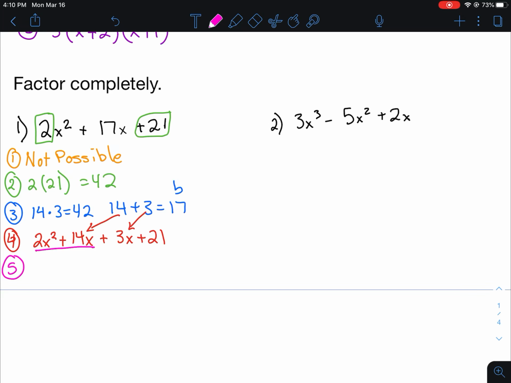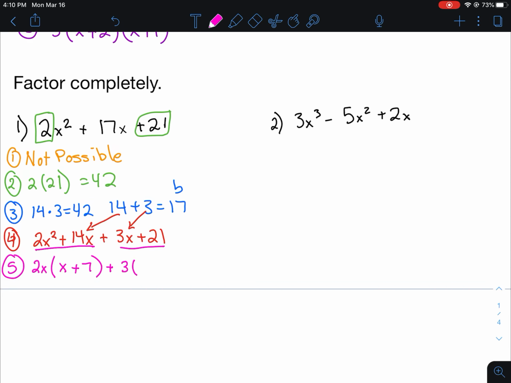2x squared plus 14x, there is a 2 and an x in common in both of those terms. So when I divide, 2x squared divided by 2x is just x, and 14x divided by 2x is 7. Now, my other ones here are 3x and 21. The greatest common factor there is 3. So 3x divided by 3 is just x, or 1x, and then 21 divided by 3 is 7.